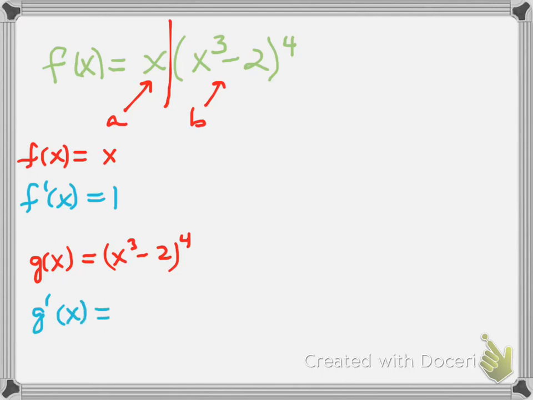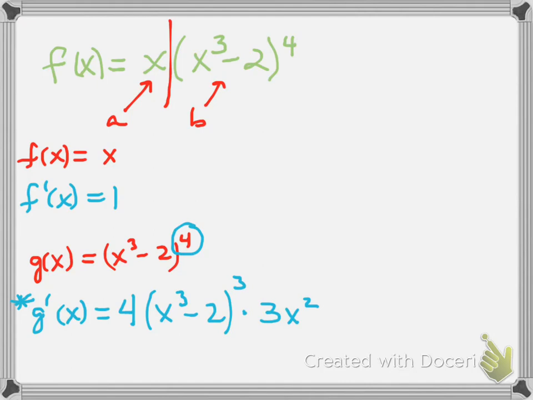This is where my chain rule is going to come into play. So I'd have to do, right, the power rule. So I have to bring the 4 down. I have to rewrite everything I had in there, x cubed minus 2, reduce the power by 1, and then I have to multiply by the derivative of x cubed minus 2, which is just 3x squared. So how does that translate then to my answer?